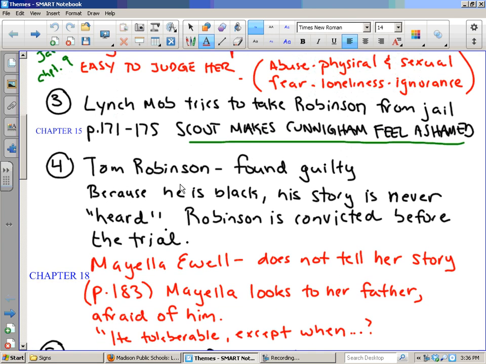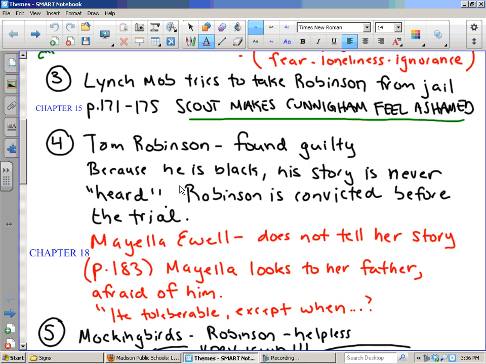Theme number 4, things aren't always fair. Sometimes you don't get to tell your side of the story. Tom Robinson, it's really interesting. Many of you guys expressed the idea that because Tom Robinson is black, he is never, quote unquote, heard. Robinson essentially is convicted before he is even tried for the case. We know that he is completely innocent of the charges, but because of the institutionalized racism of Maycomb, we find that despite Tom Robinson telling his story, he is found guilty. This is a clear example of not being able to tell your side of the story and things not being fair. Mayella Ewell is perhaps the best example in part 2.